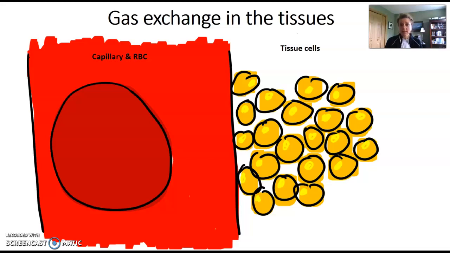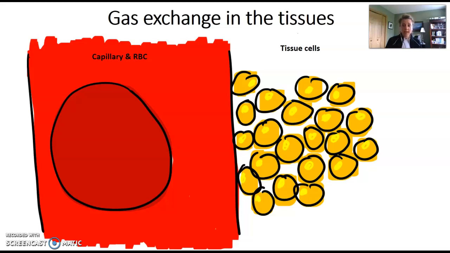So in areas of the body where we have a high concentration of oxygen, or we have lots of oxygen, we say that that area has a high partial pressure of oxygen. If it has a low amount of oxygen, we say that it has a low partial pressure of oxygen. And then the same goes for carbon dioxide. So we're going to start today with gas exchange that occurs in the tissue.